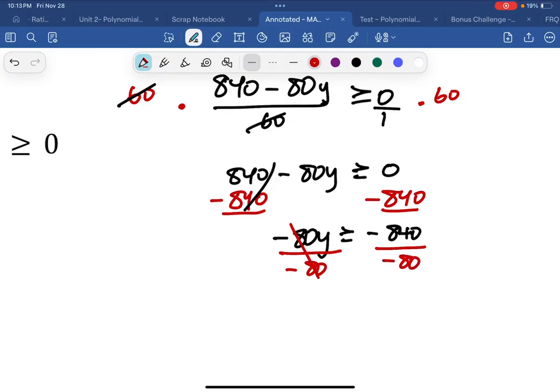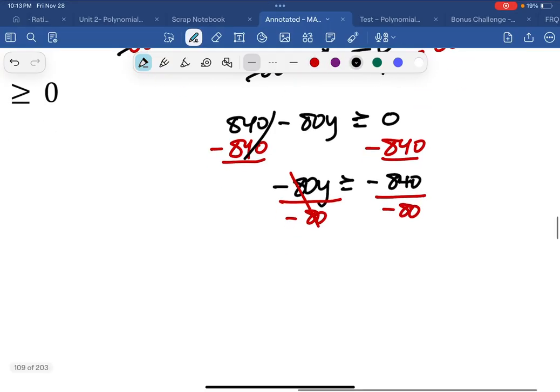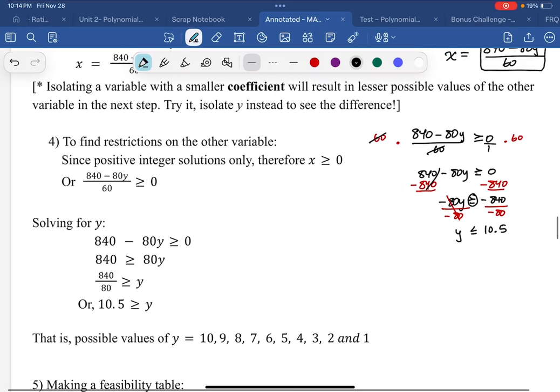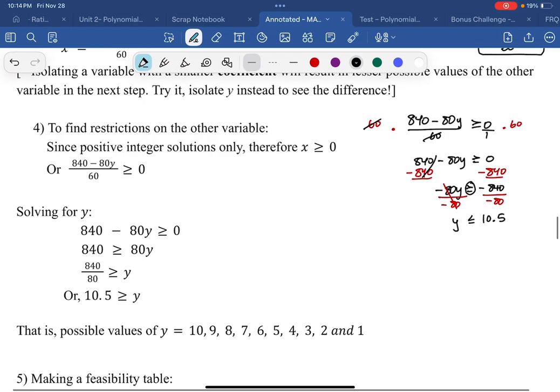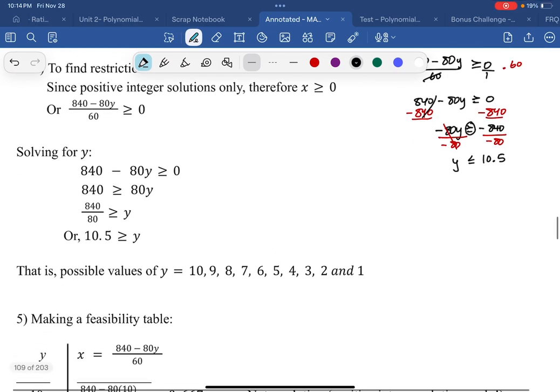You may remember that when you divide in an inequality, you flip the direction of the sign. So y ends up being 10.5. Whatever I select for y would have to be less than or equal to 10.5. So that's where the list of 10, 9, 8, 7, 6, 5, 4, 3, 2, and 1 comes from.